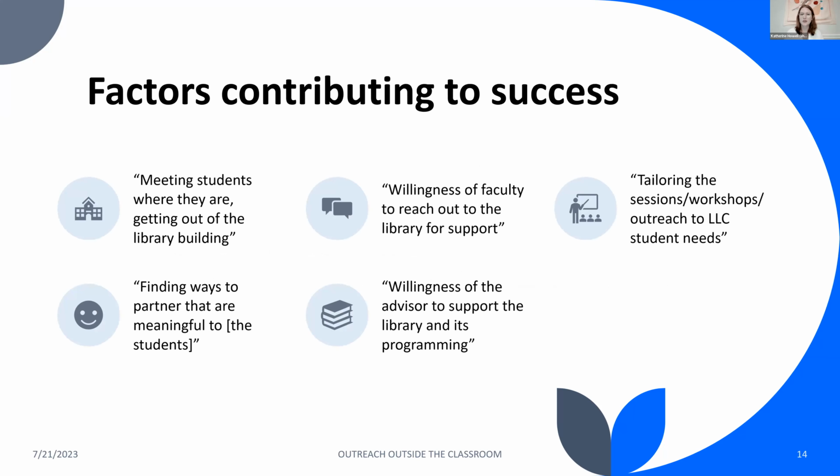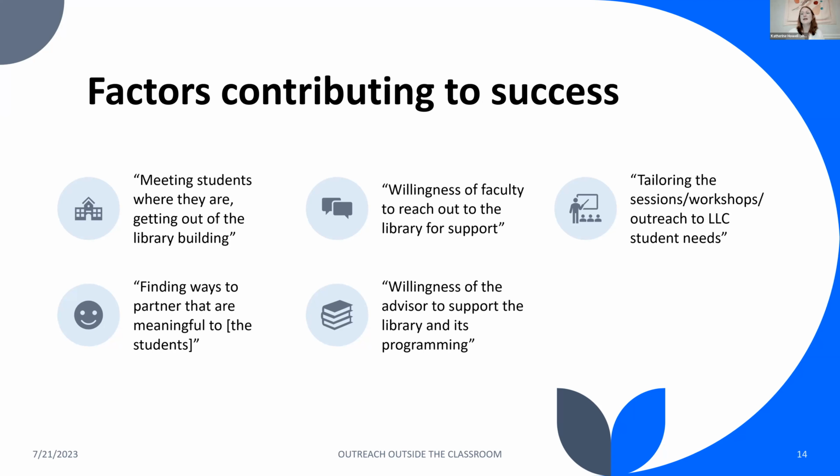So based on our survey, we also had a question where we asked kind of about what was successful or what contributed to a successful partnership. And here were kind of some of the standout responses. First, we heard somebody responded, meeting students where they are and getting out of the library building. So that can mean going to their residence hall or going into their classroom, but really meeting students where they are. Second is the willingness of the faculty to reach out to the library for support, which many of us who do this work know that that's kind of important for any partnership.